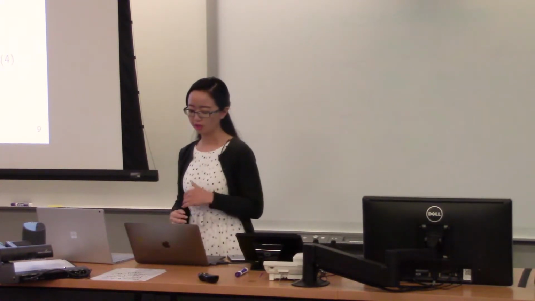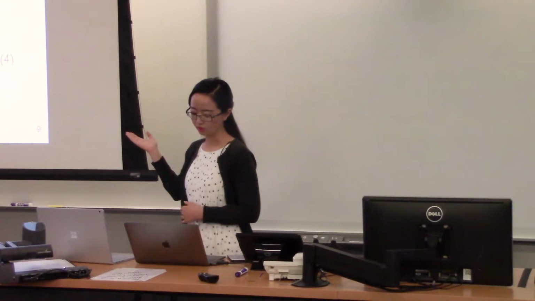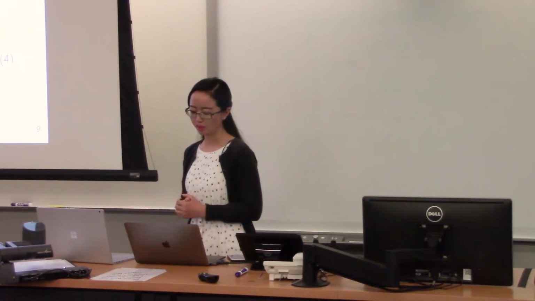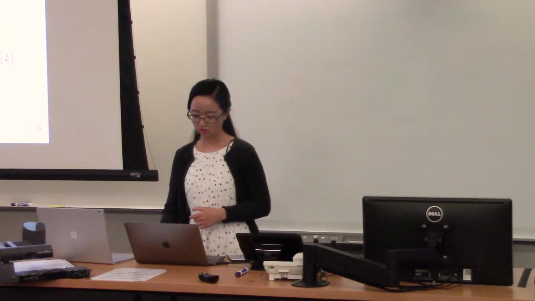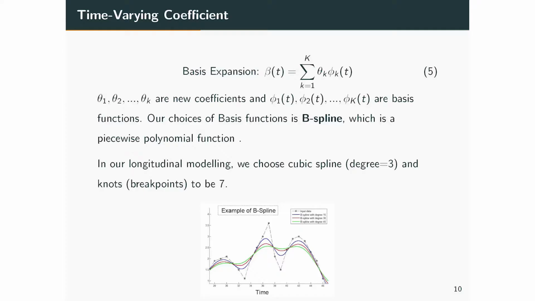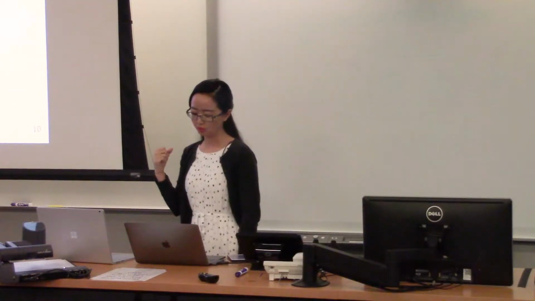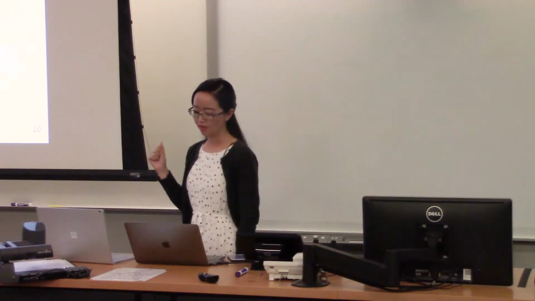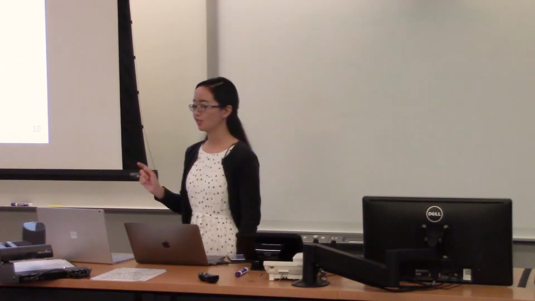We have to make larger computation because we have two intervals in the likelihood. Also, this model may be more suitable and accurate when you have a multiple-level data structure. But this is the way that we fix parameters, and we want to model our group difference, that is time varying. Time varying means we need to change our time coefficient by utilizing the basis expansion. In our approach, we always prefer the B-spline, which is a piecewise polynomial function. In my longitudinal modeling, I choose the cubic spline with degree 3 and the knots to be 7. So if you have any questions, we can explain later.